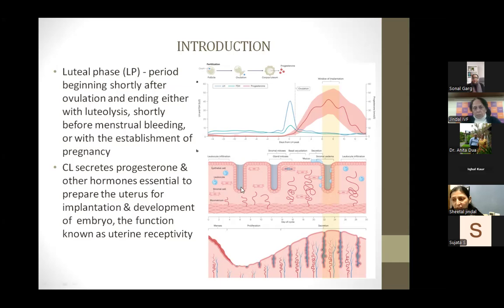We can see the various changes which occur during the luteal phase. Further, the glands become rich in mucus. There is further coiling of the spiral arterioles, and along with that, there is intense stromal edema which occurs. All this is required for the embryo to implant into the uterus.